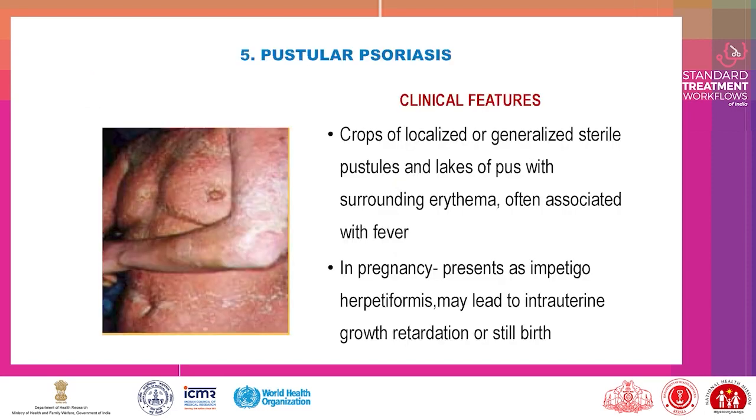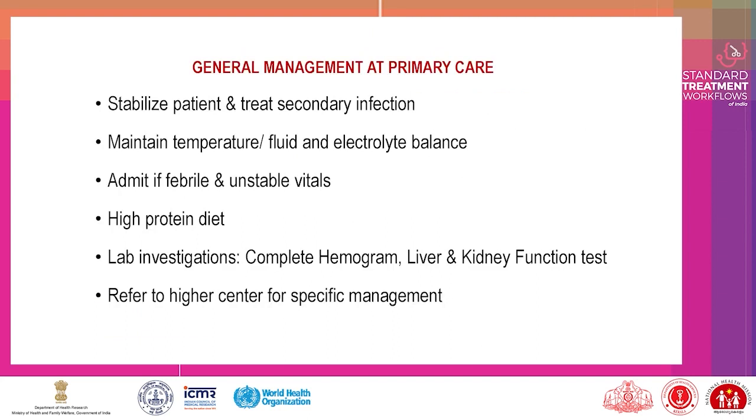Pustular psoriasis. Clinical features: crops of localized or generalized sterile pustules and lakes of pus with surrounding erythema, often associated with fever. In pregnancy, presents as impetigo herpetiformis, may lead to intrauterine growth retardation or stillbirth. General management at primary care: stabilize patient and treat secondary infection, maintain temperature and fluid and electrolyte balance, admit if febrile and unstable vitals, high protein diet. Lab investigations include complete hemogram, liver and kidney function test. Refer to higher center for specific management.